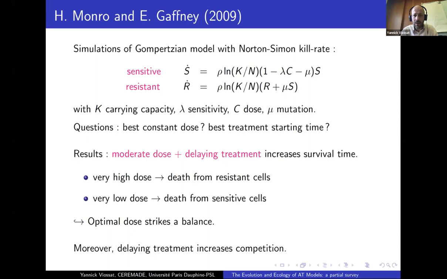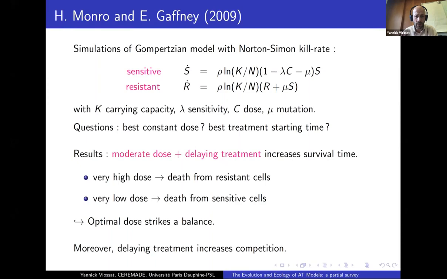And you have an effect of treatment, which depends on the sensitivity lambda of the sensitive cells. And you also have a mutation from sensitive to resistant cells, but they don't play a very important role in this model. K is the carrying capacity, that is the maximal tumor population size that would be achievable without treatment, in the long run. So C is the dose, mu is the mutation term, and lambda is the sensitivity, as I already said.